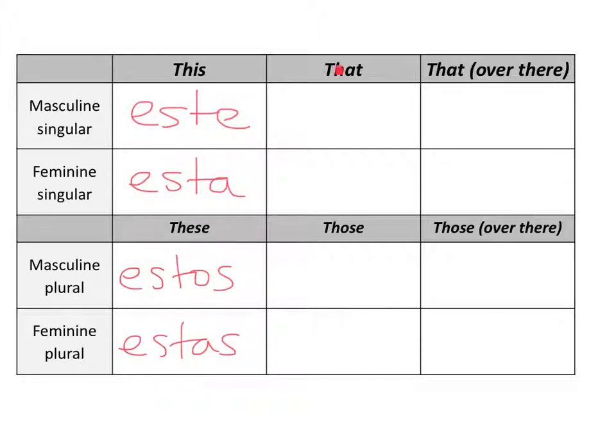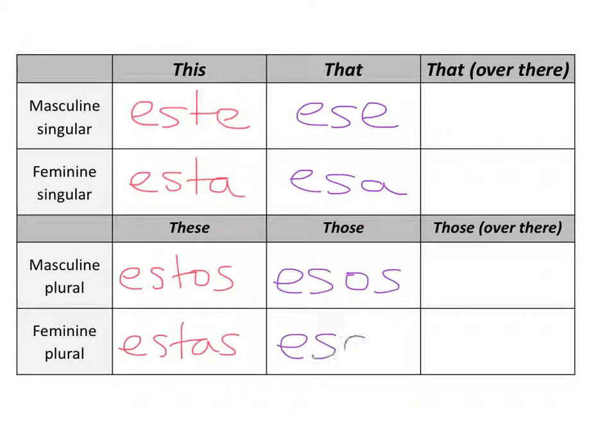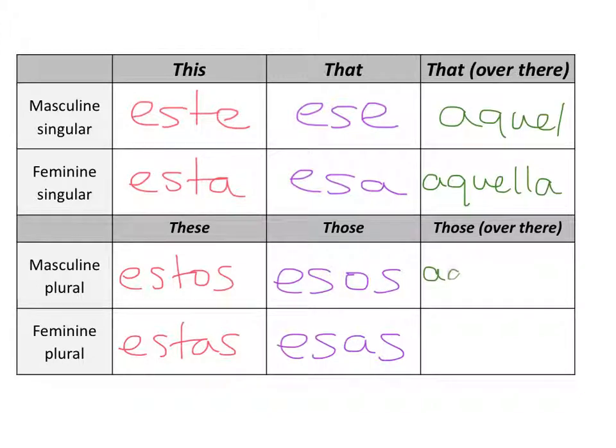Now let's go through the words for that and those. So that, ese for masculine singular, esa for feminine singular. For those, masculine plural, esos, feminine plural, esas. Now let's go through them for this weird one, that over there, that extra distance that we have in Spanish. So, for that over there, masculine singular, aquel, feminine singular, aquella, masculine plural, aquellos, feminine plural, aquellas.